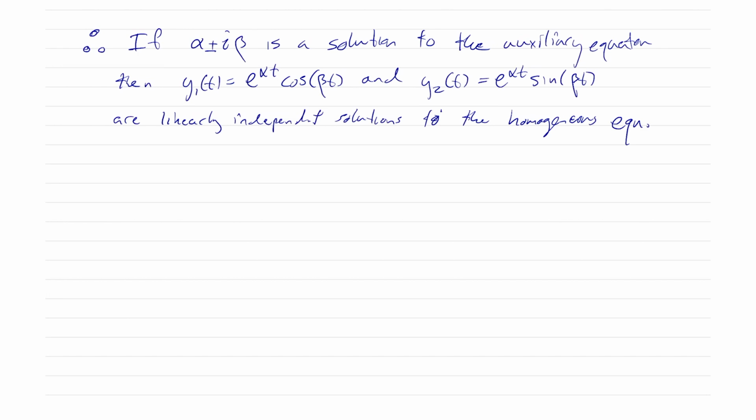So that's nice. What that really tells you is that you never have to deal with complex numbers. If you end up getting a complex number as a root, then you just get two solutions, cosine and sine, times some exponential. So now let's take a look at a couple examples.